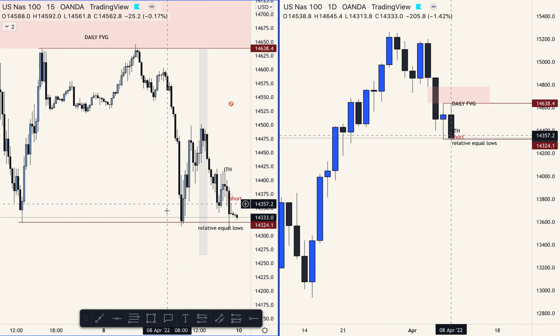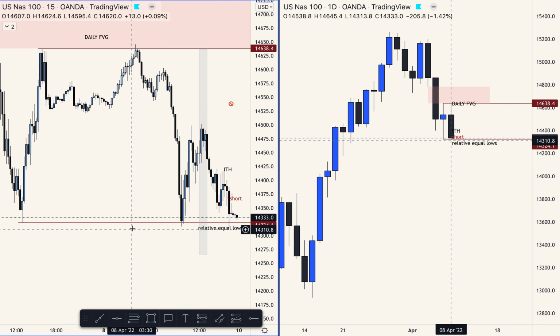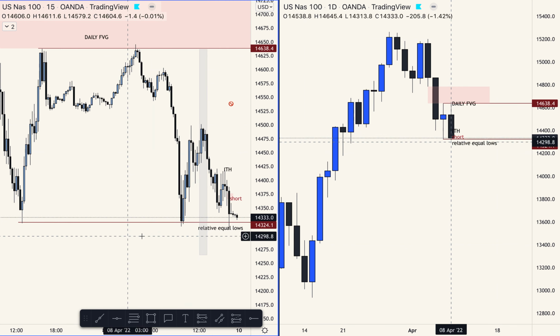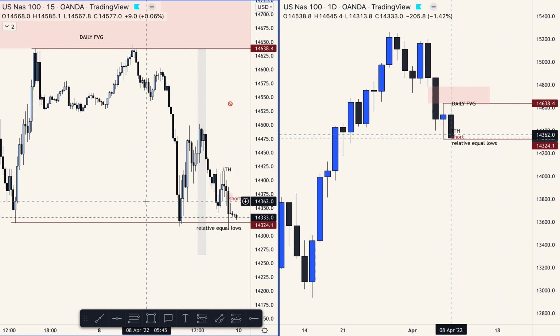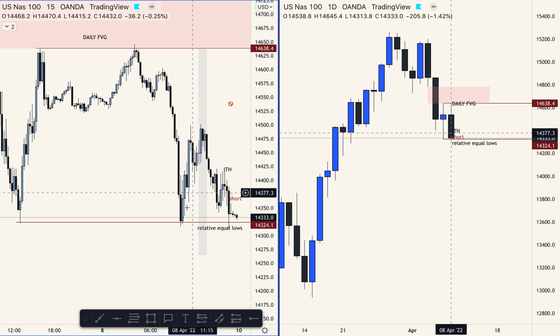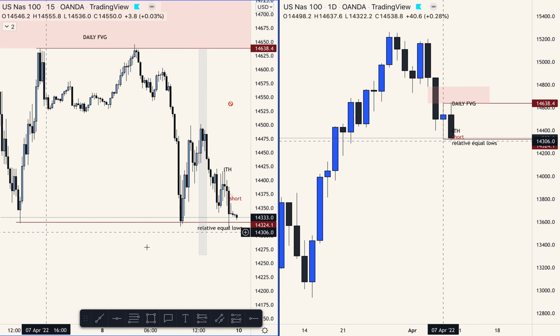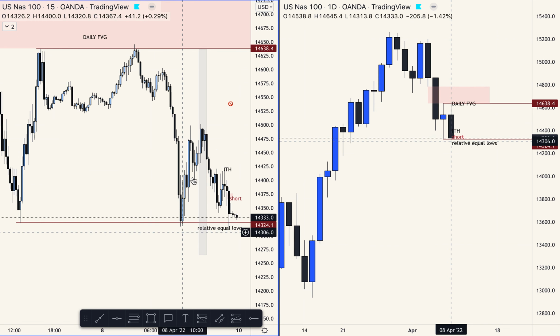Now, these are like higher time frame relative equal lows, so to me they're a really good target, especially when you have price giving you other signs that it wants to move down, which I'll get to in a little bit. So price bounces off of this level, creating these relative equal lows to be taken out at a later time.